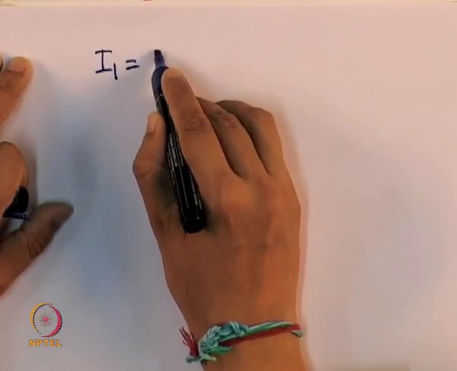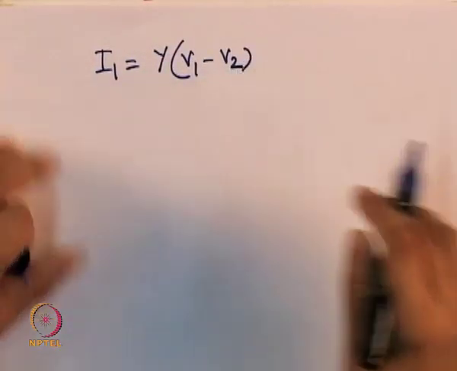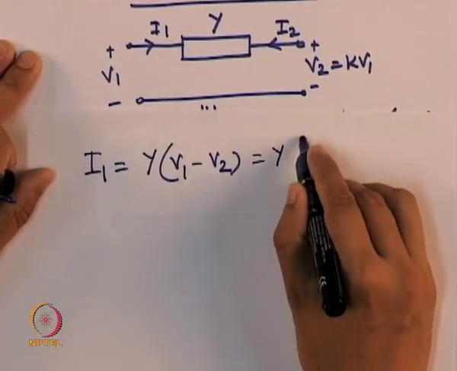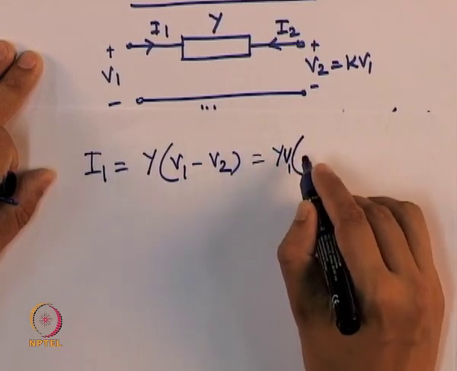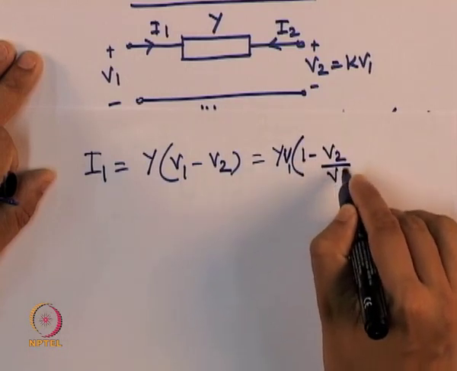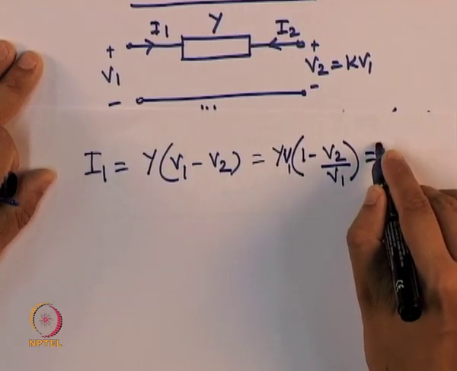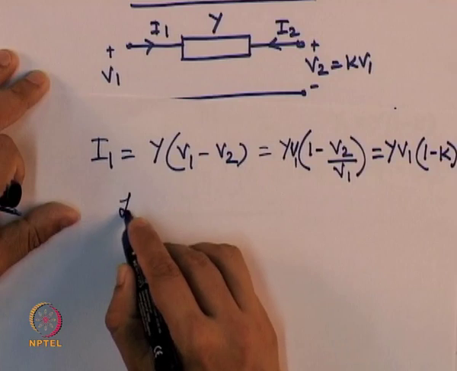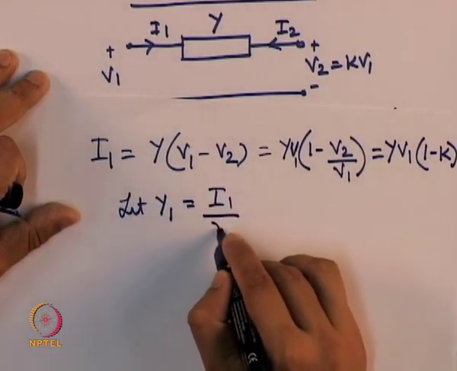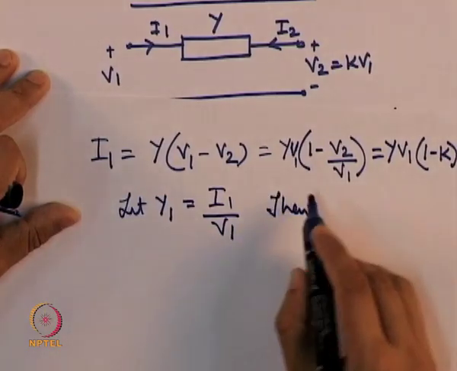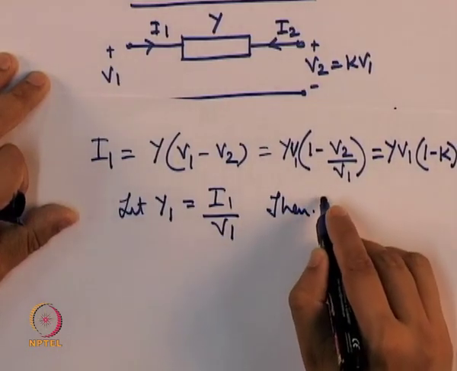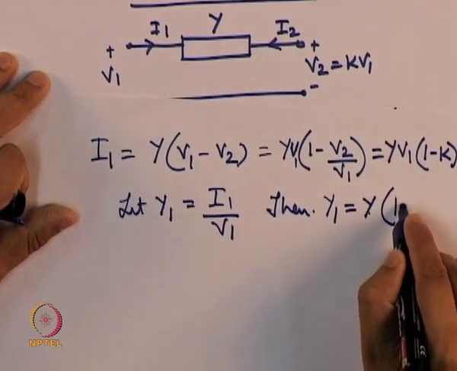So, for the first circuit, the current I1 is given by y times (V1 minus V2), which in turn can be written as y V1 times (1 minus k). Now let y1 be equal to I1 upon V1. Then from this equation, where I1 upon V1 is given by y multiplied by (1 minus k), I should be able to write y1 is equal to y multiplied by (1 minus k).